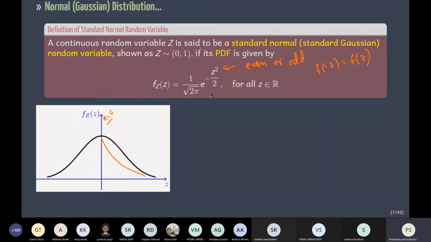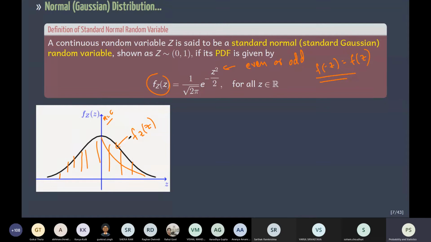And this is continuous, obviously. Nowhere is there a jump or anything. So this is a continuous random variable. And what we also now know from here is that if we integrate this, that is the area under this curve. This curve is the plot of f_Z(z). Okay, so this is the curve.